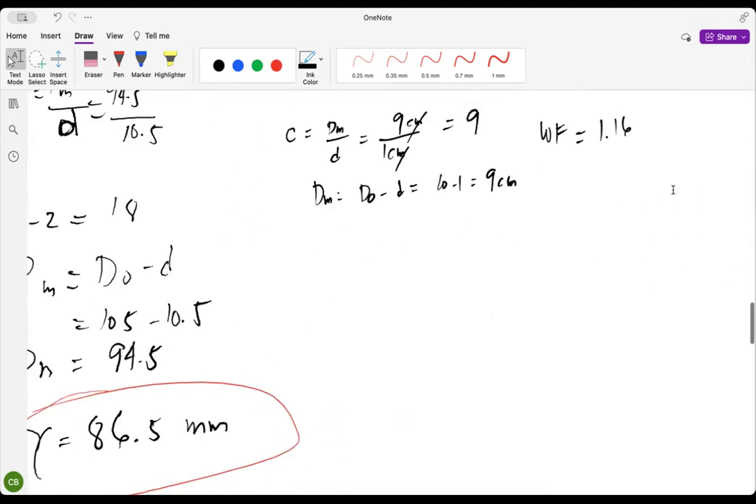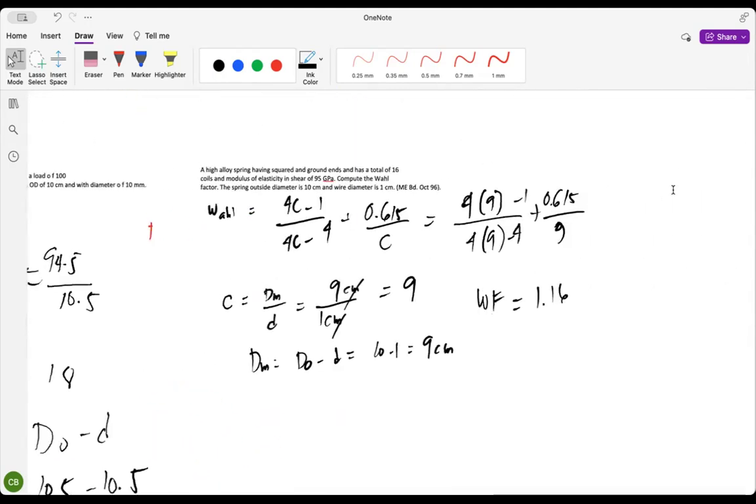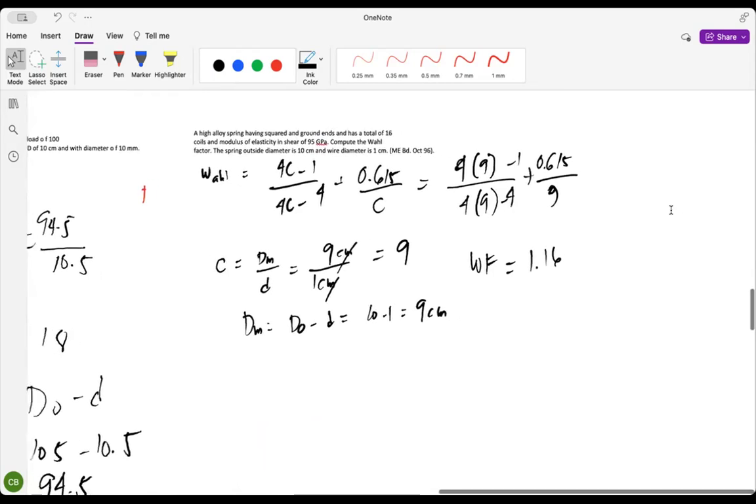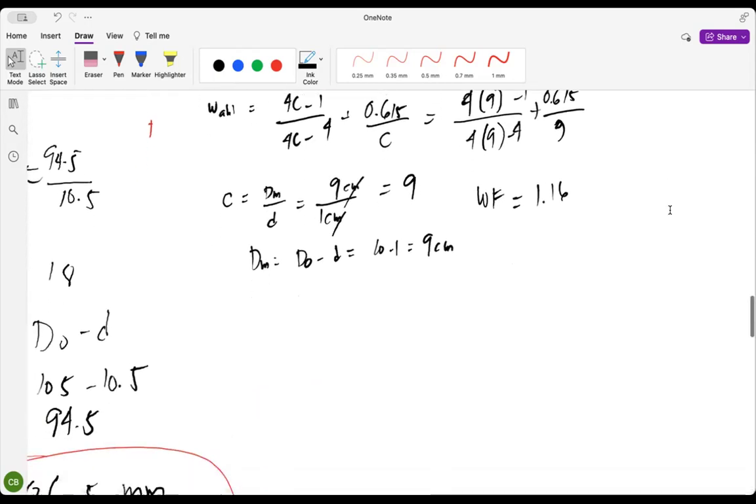Okay. Then the last one, a high alloy spring having square ground end, a total of 16 coils and a modulus of elasticity in shear of 95 gigapascal. Compute the wall factor. The spring outside diameter is 10 centimeter and the wire diameter is 1 centimeter. So you can check this out. We just directly substitute.